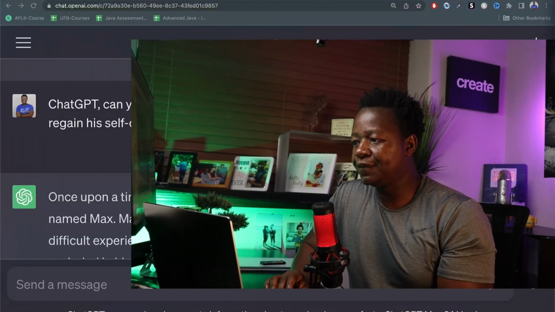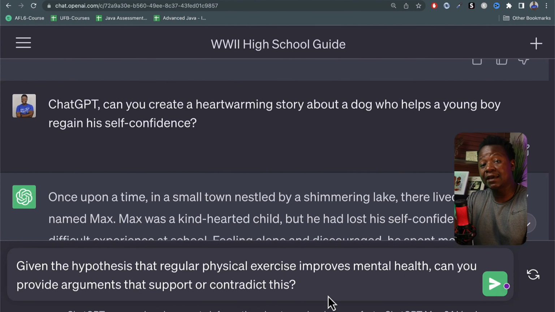Here's an example. Given the hypothesis that regular physical exercise improves mental health, can you provide arguments that support or contradict this? Okay, this is real good, because now we're saying, given the hypothesis, we're pretending that we don't know if this is true or false. So we are giving a hypothesis that exercise improves mental health. We're asking ChatGPT to give us arguments, in this case to support or contradict this hypothesis. Let's go ahead and see.